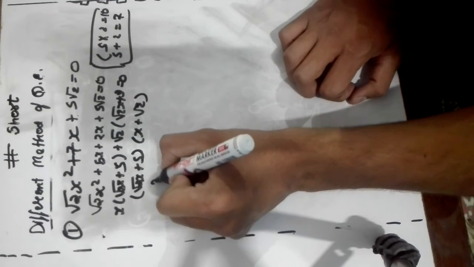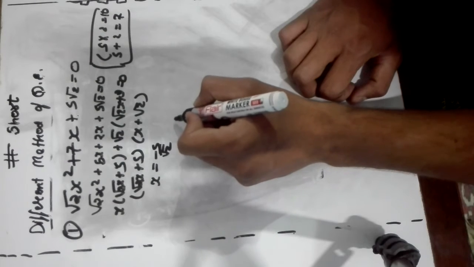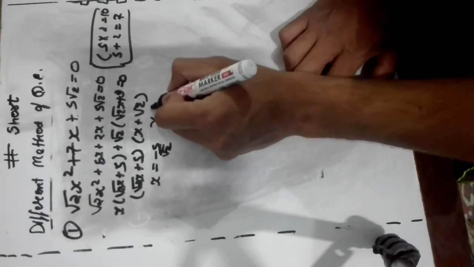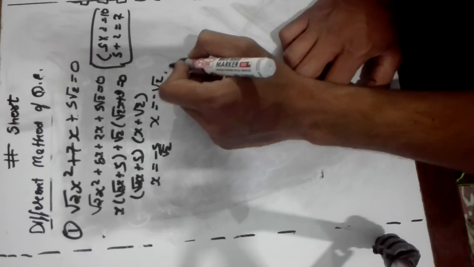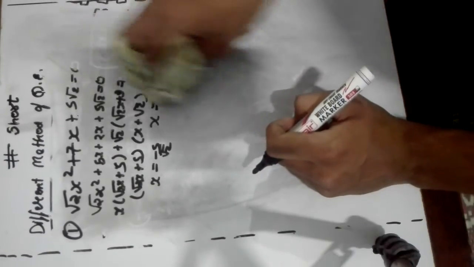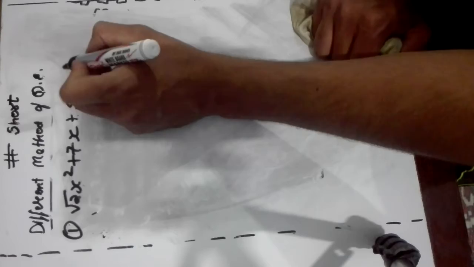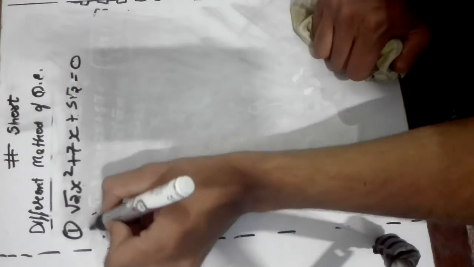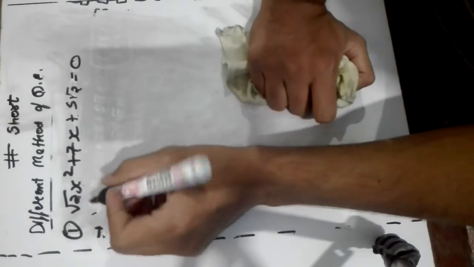Then you can solve this as x equals to minus 5 by root 2 and minus root 2. So this is the NCERT's formula. Now I will teach you how I do this, by dividing.